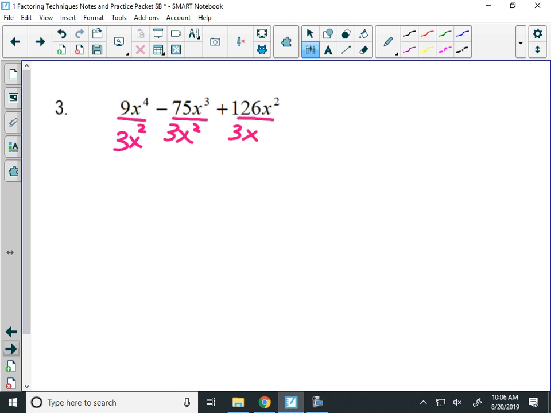Now, if you didn't divide 3x squared out, 1, it wouldn't be completely factored. 2, you can still do split the middle. The numbers are just going to be really big, and it's probably going to take you longer, and you're going to get a headache. So I divide out 3x squared, and I'll be left with 3x squared minus 25x plus, let's see, 42.